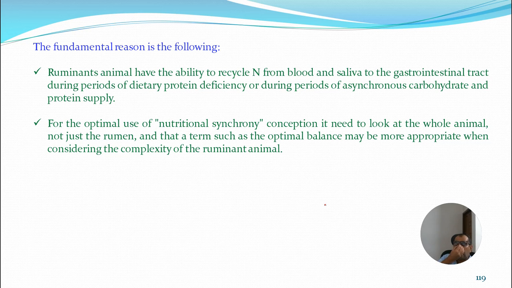Then the fundamental reason is that the ruminant is an animal which is able to recycle nitrogen from the blood and saliva to the gastrointestinal tract during periods of dietary protein deficiency, during periods of asynchronous carbohydrate and protein supply. So that's why nutritional synchrony means conversion of carbohydrate into protein and vice versa.